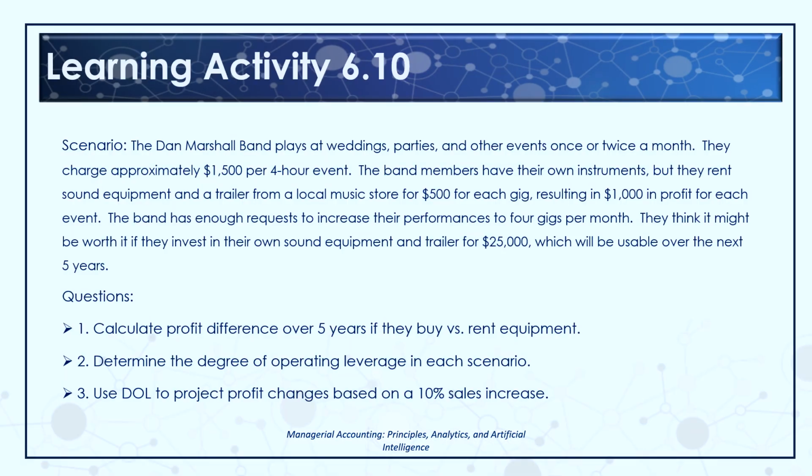Now complete learning activity 610. The Dan Marshall Band earns $1,500 per event. They rent equipment for $500 per gig. They're considering buying equipment for $25,000 usable for 5 years. You will compare profit under renting versus buying. Then compute degree of operating leverage under both scenarios. Finally, use degree of operating leverage to project profit changes from a 10% sales increase.